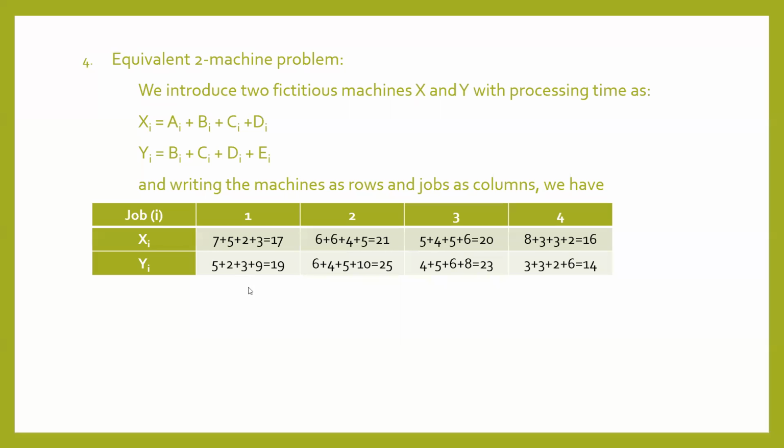Okay, see, here we are including two fictitious machines, X and Y. I have already mentioned the formula for the processing time for Xi, let us say X1 for this machine, for job 1. The value of A1 plus B1 plus C1 plus D1 will be the new processing time for this machine X. Here we are ignoring the last machine. Whereas when we do the calculation for the second machine, we are ignoring the first machine, that is A, and only using B, C, D, and E.